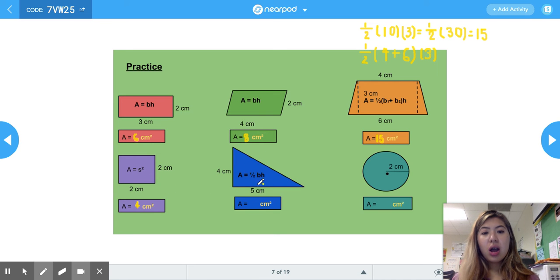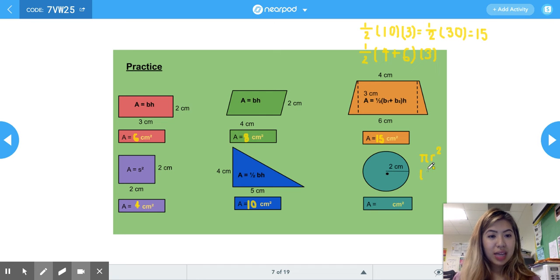For this triangle, our formula is half times base times height. So 4 is the height, 5 is the base, 4 times 5 is 20, and then half of 20 is 10. Lastly, for the circle, our formula for the area of a circle is pi radius squared.